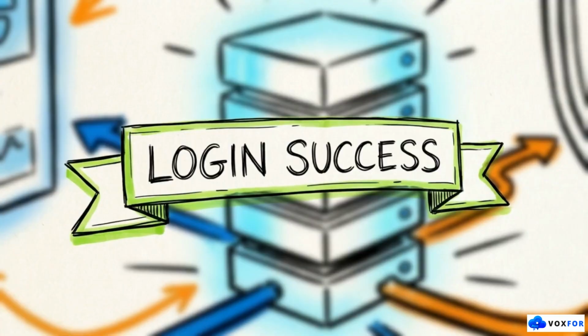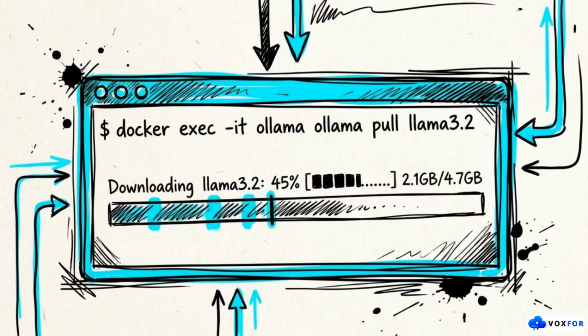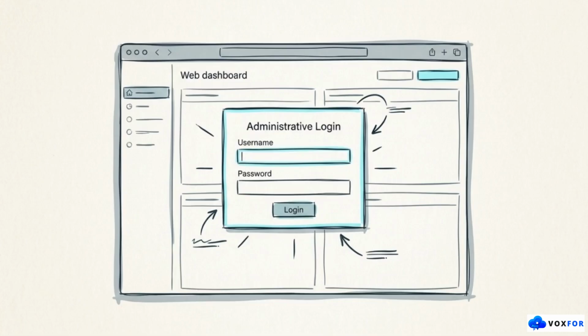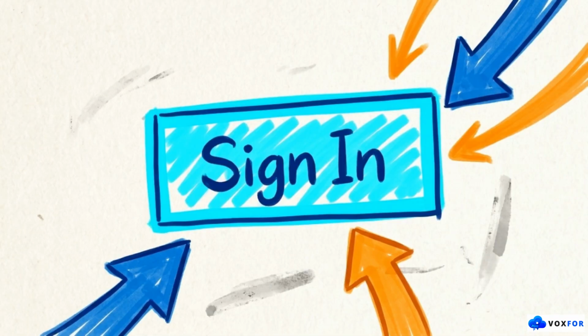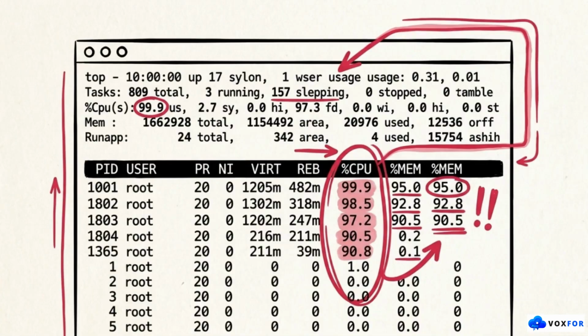With the safety nets in place, log into your server and execute the Docker command to pull a local model framework directly into the Ollama environment. Open the dashboard in your browser and complete the initial administrative login. Before doing anything else, navigate to the settings and disable public registration so random visitors cannot create accounts on your private hardware. As you begin pulling multiple models, pay close attention to server response times.